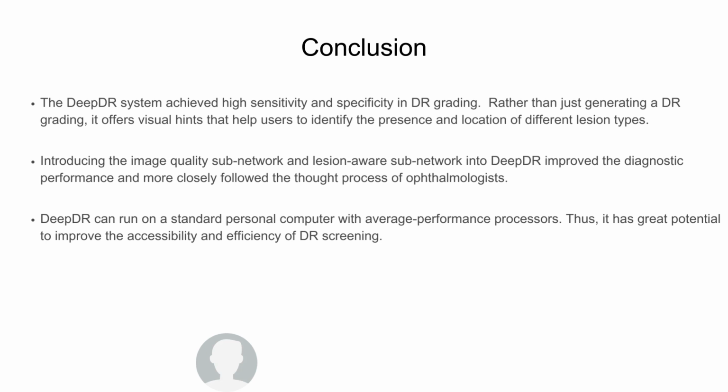The ophthalmologist thinks in a specific way when trained human assessors try to diagnose those diabetic retinopathy patients. They follow a thought process, and a similar thought process was also followed by the DeepDR system. To conclude, we can say that DeepDR can run on a standard personal computer with average performance processors, and thus it has great potential to improve the accessibility and efficiency of DR screening.